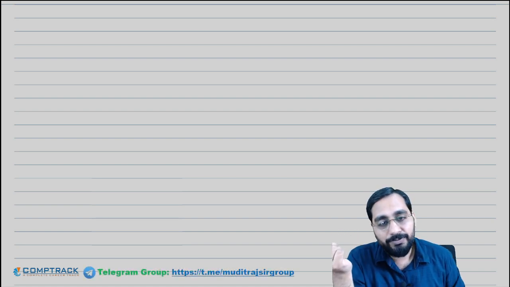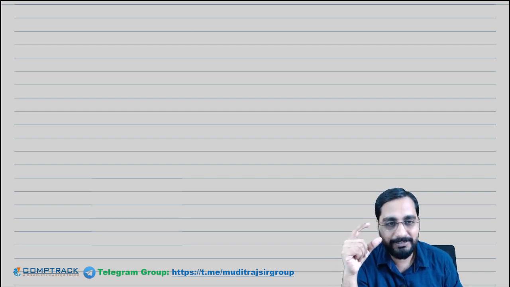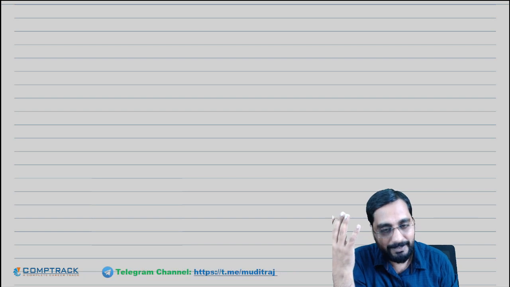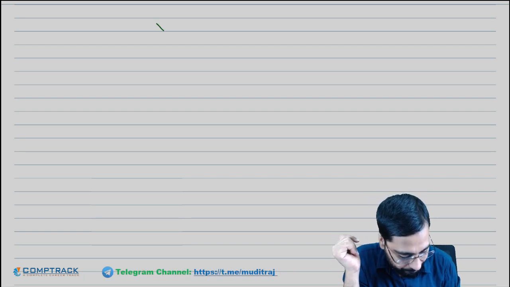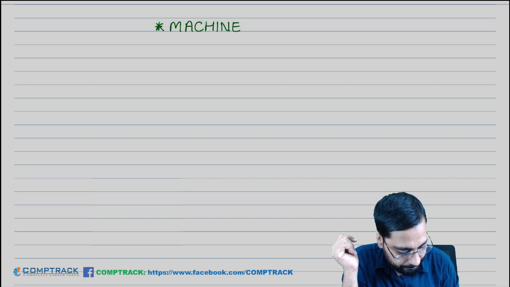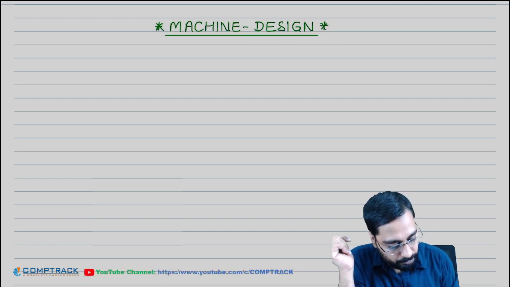So what is the name of the subject? The name of the subject is machine design. The first word is machine, then design, or you can sometimes say design of machine elements. Okay, so machine design. So the first word is machine.